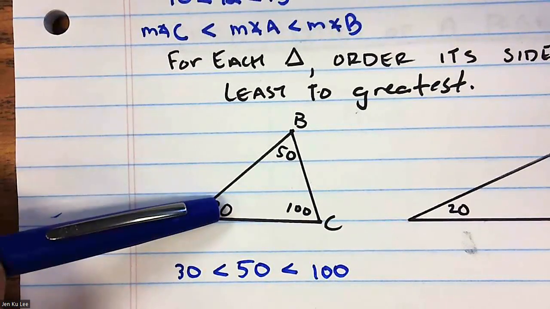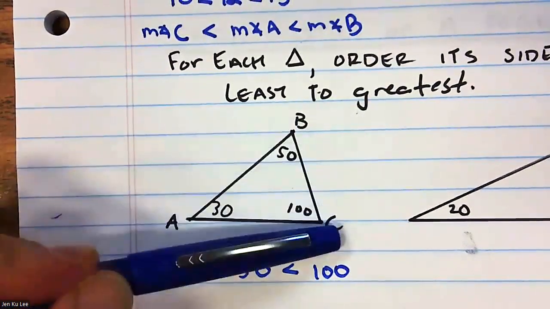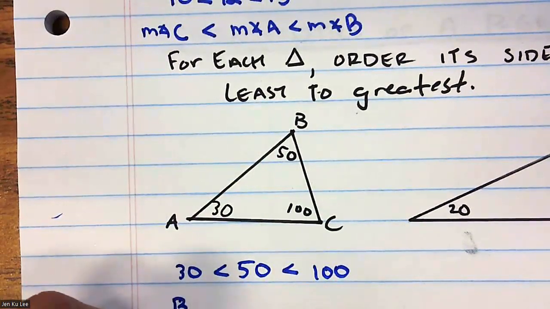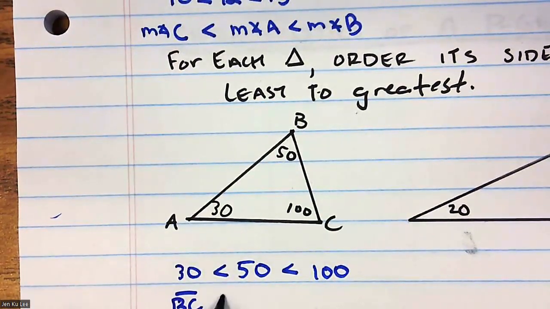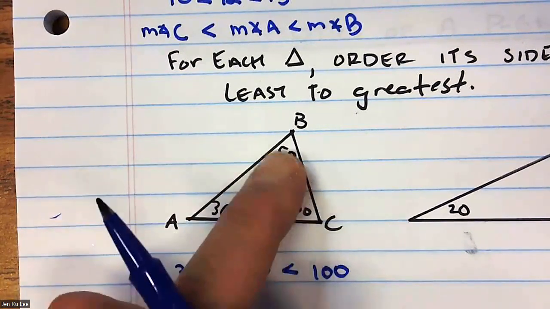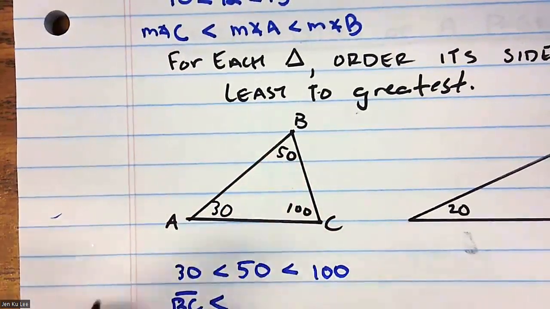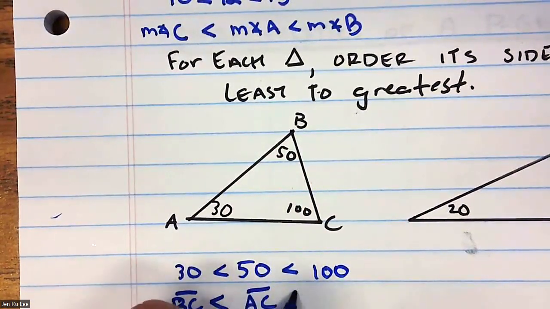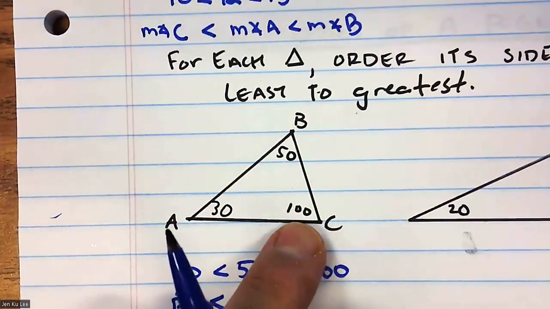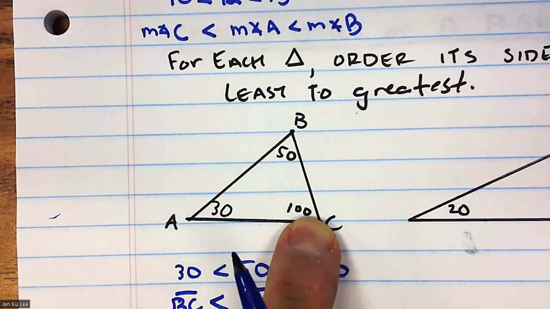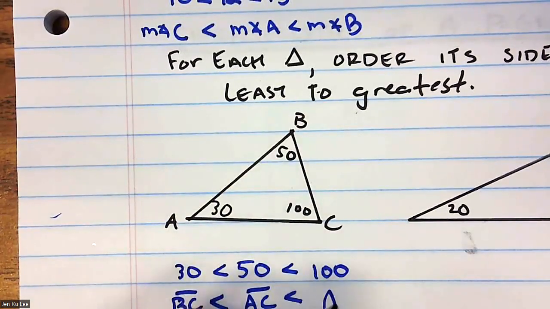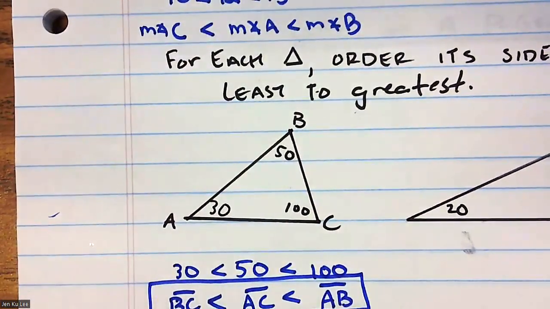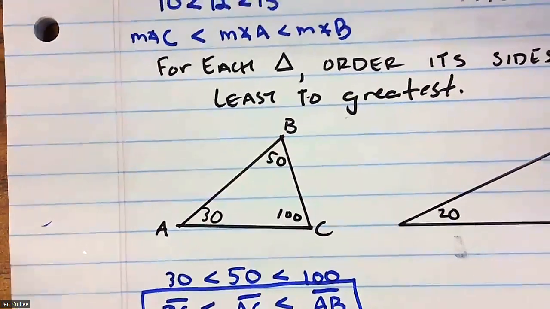So 30 degrees, opposite this angle is side BC. So BC is less than, that's the smallest side because that's the smallest angle. 50, the side opposite that angle is AC. And the last side is 100. The side opposite that angle is AB. So this is the relationship that they have, from least to greatest.